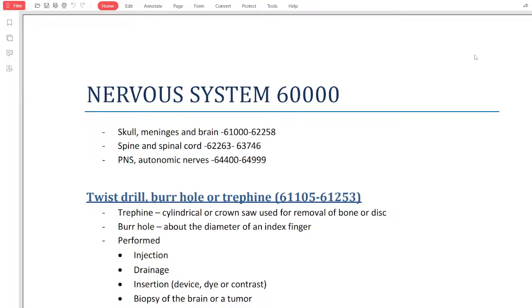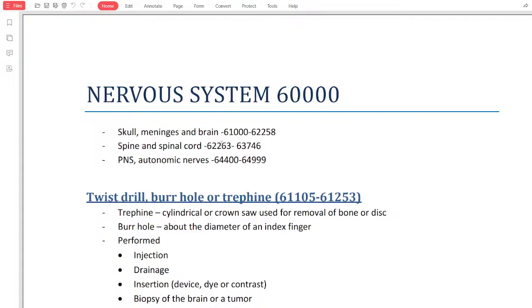In this live, I'm going to explain some important codes of the chapter nervous system. Okay, so let us start. First section, skull, meninges, and brain.